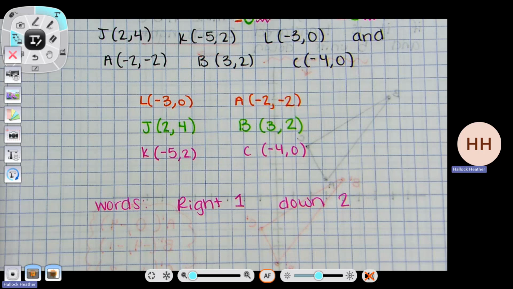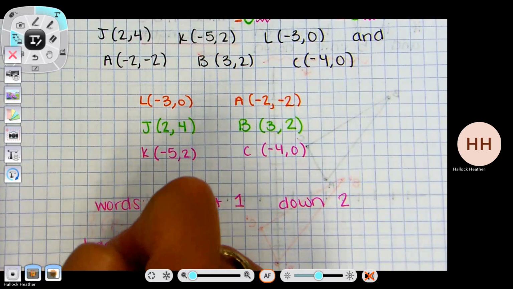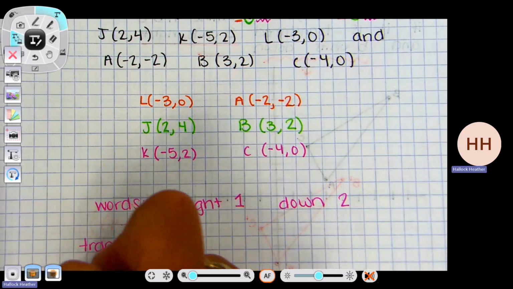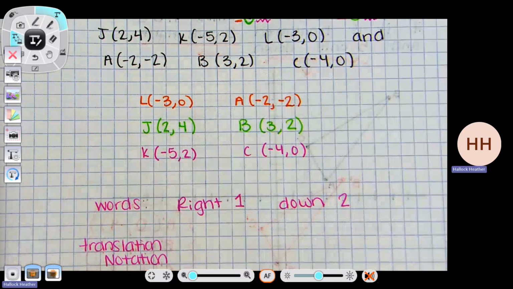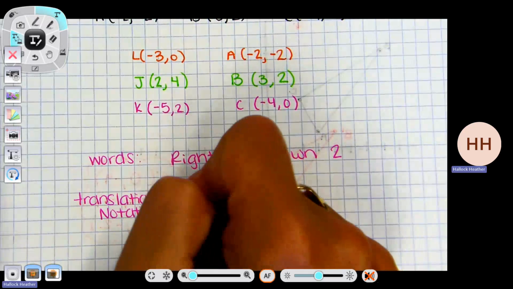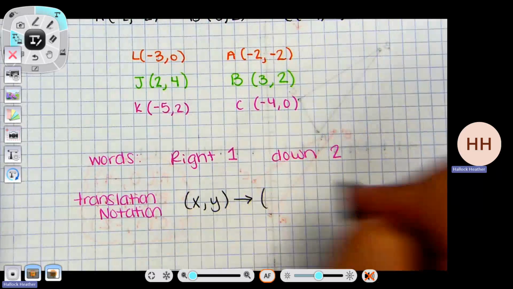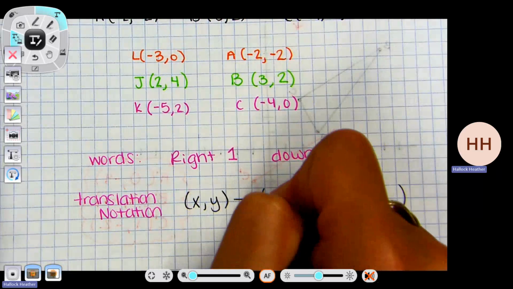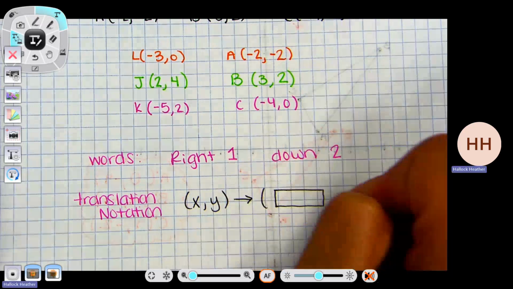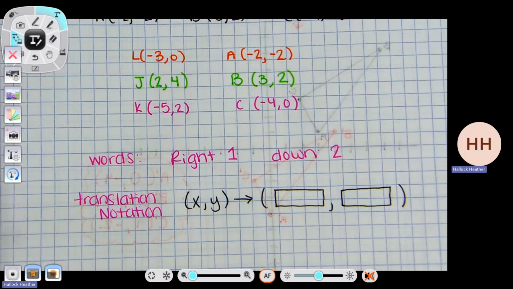The translation notation part is the part that they're going to want on your EOC. So translation notation is basically the algebra rule for this. You're not going to have to remember the words. The way it's going to look is they're going to have parentheses with X and Y, and a little arrow, and then a big parenthesis, and then a blank and a blank. And you're going to have to type into those blanks what's actually happening.